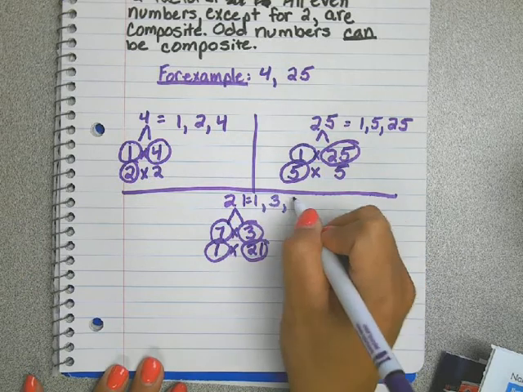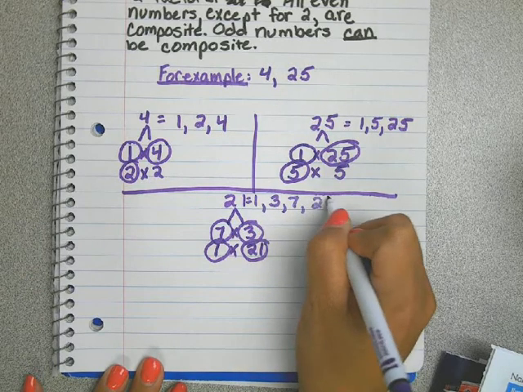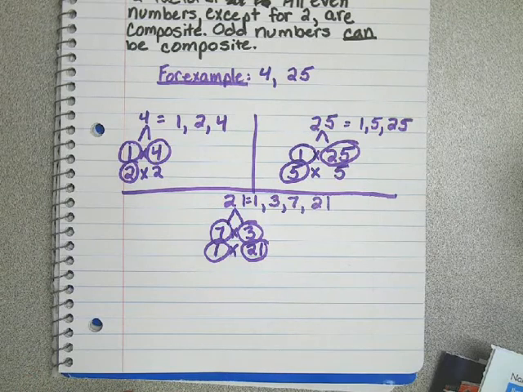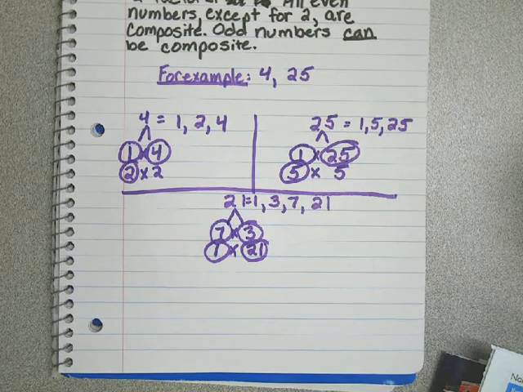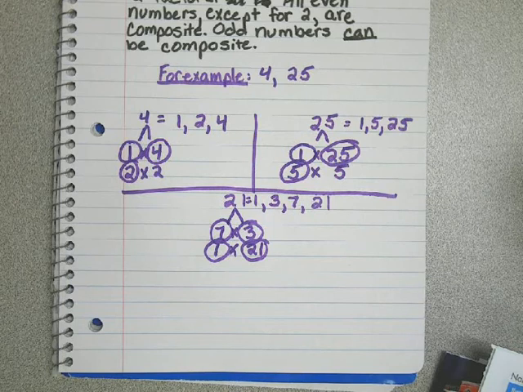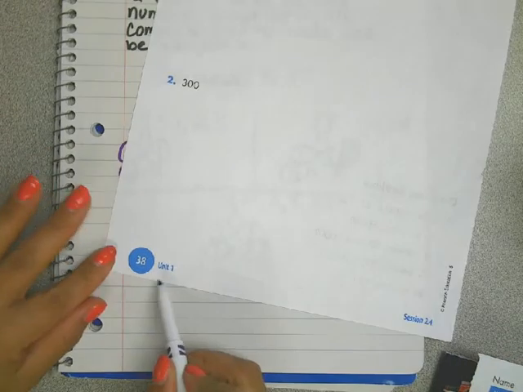Jasmine? 11 times 2 is 22. Close. 1 times 21. Are there any others? That is it. So 21 has 4 factors. So we have 1, 3, 7, 21.